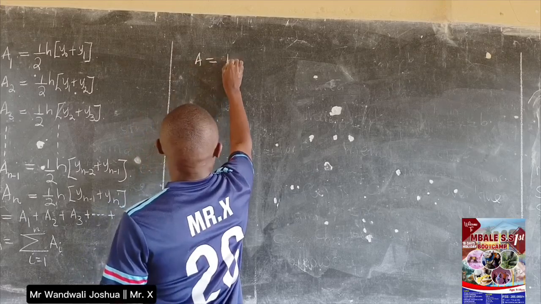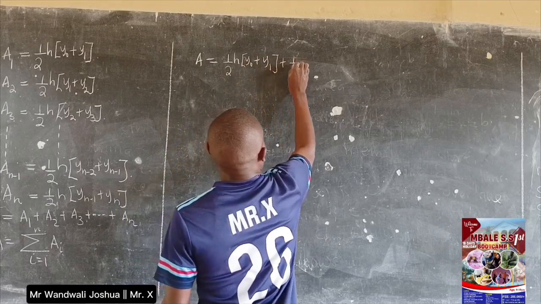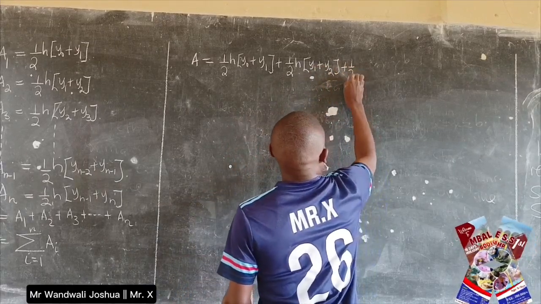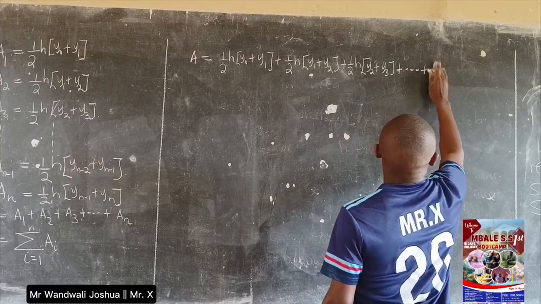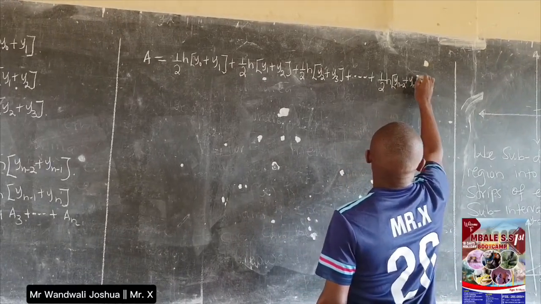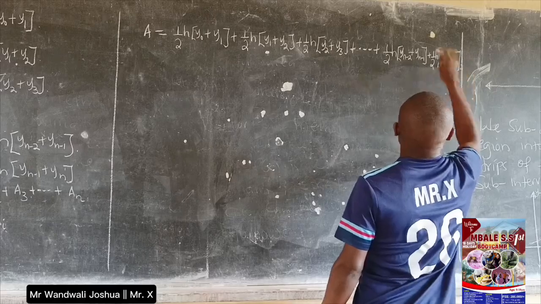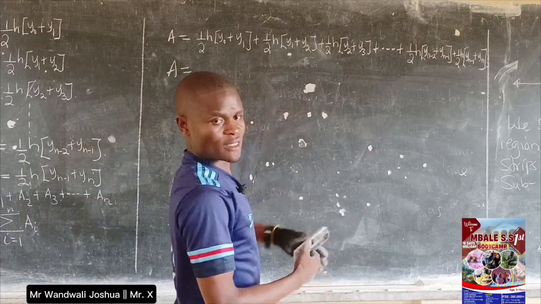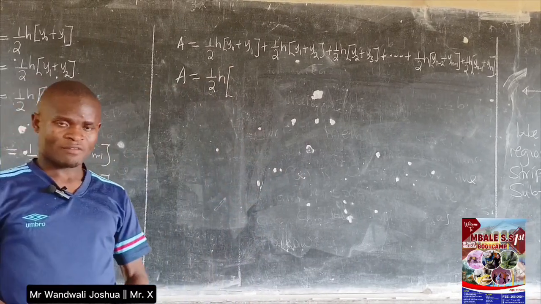So our area is simply going to be a half h into y0 plus y1, plus a half h into y1 plus y2, plus a half h into y2 plus y3, plus up to a half h into y(n-2) plus y(n-1), and lastly a half h into y(n-1) plus yn. So that is the total area under that curve, and in the common elements there, we see a half h. A half h is the common element, so I'm factorizing out half times h.